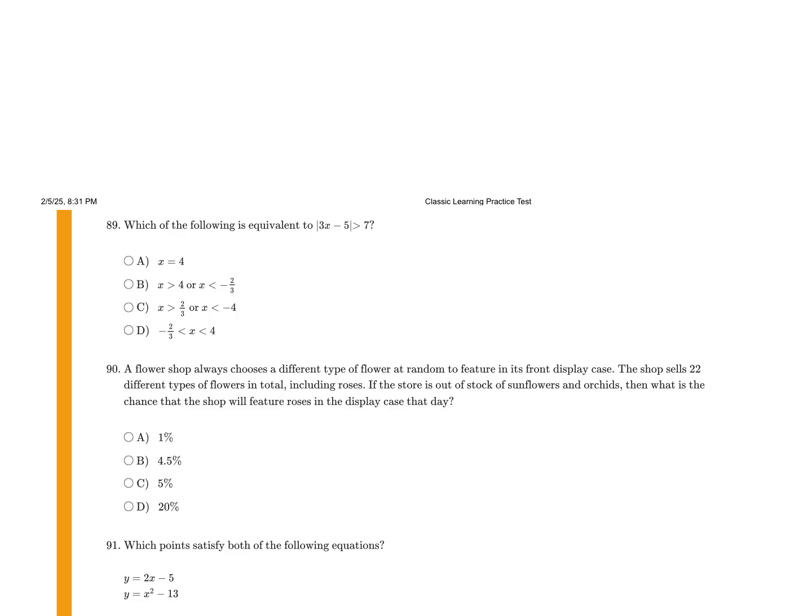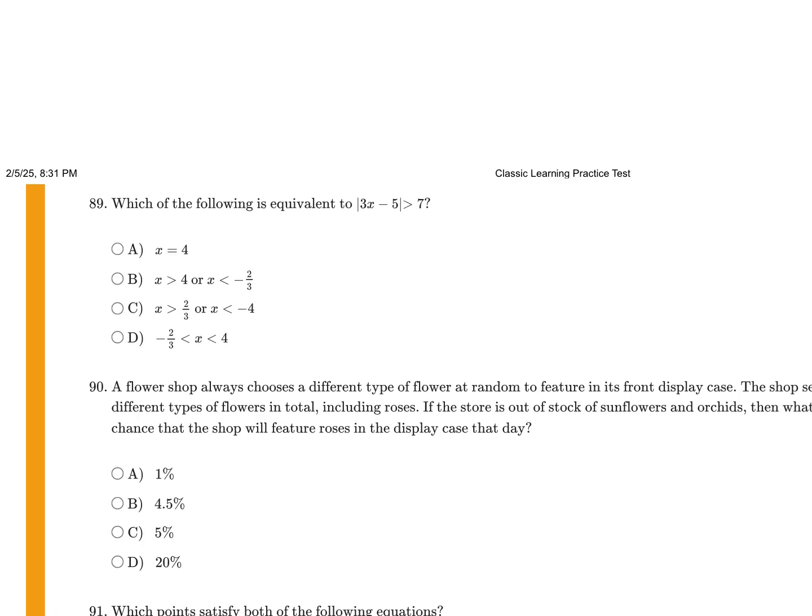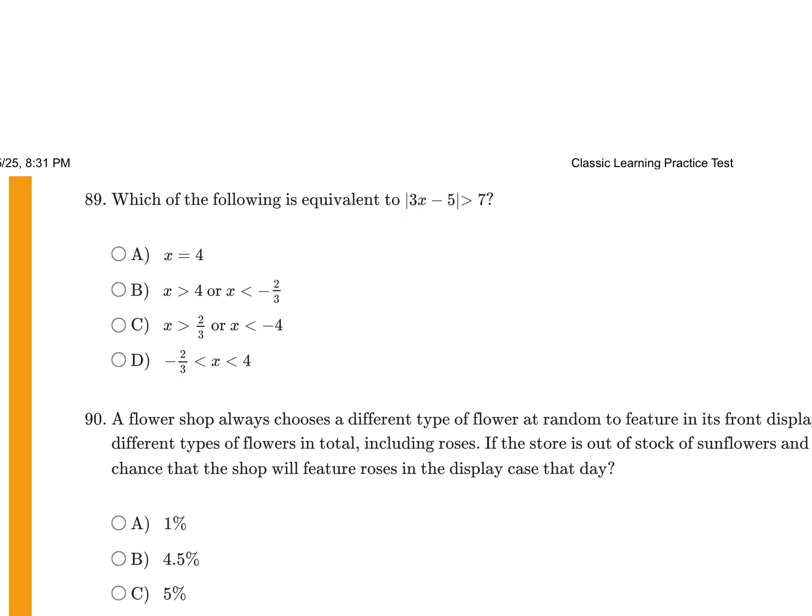Okay, number 89. Which of the following is equivalent to the absolute value of 3x minus 5 greater than 7? All right, absolute value makes numbers positive. Let's just use the answer choices to find what makes the statement true. Let's try B or C first. I'm gonna do B. X has to be greater than 4, or X is less than negative 2/3. So let's pick a number greater than 4. I'm gonna pick 5 and see if it works.